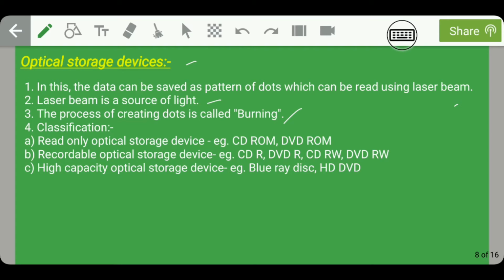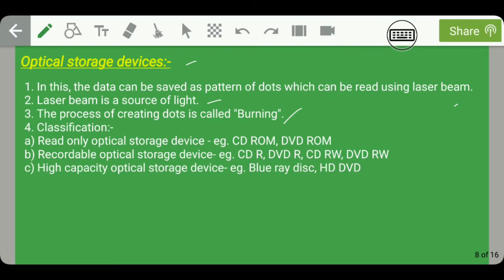called burning. So guys, if you remember, in earlier days when we were having CDs and DVDs, we used to burn the disc. What we mean by burning is that we are creating the dots. After creating the dots, the data will get stored in those dots, and whenever we want to read those dots, we will use the laser light. Okay, so this is the overview of optical storage devices.